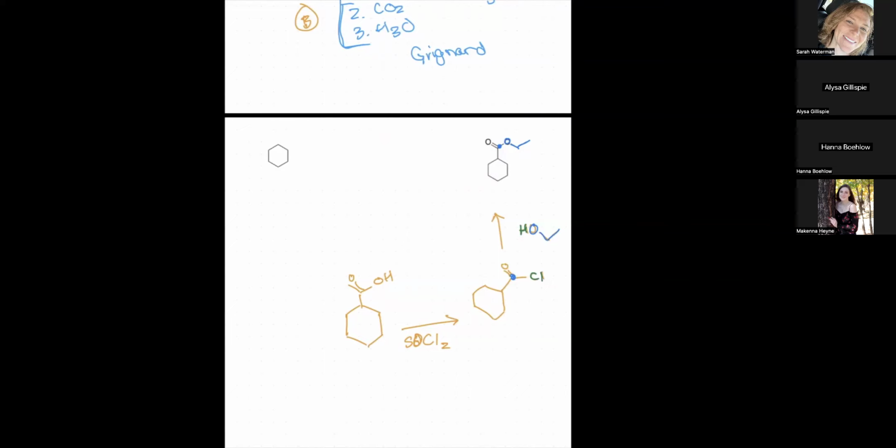So now once we're here, how do we get a carboxylic acid onto cyclohexane? Either from the Grignard or the NaCN and then H3O plus. Yeah, exactly. So what do we have to do? How are we going to get a bromine on there? How are we going to make it a bromide?